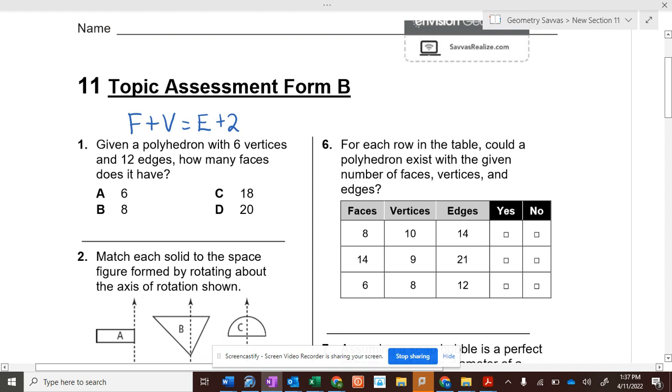F plus V equals E plus 2. The number of faces plus the number of vertices equals the number of edges plus 2. In this case, we're looking for the faces. F plus 6 vertices equals 12 edges plus 2. 12 plus 2 is what? So F plus 6 equals 14. So F equals 8. Are we good with that one?